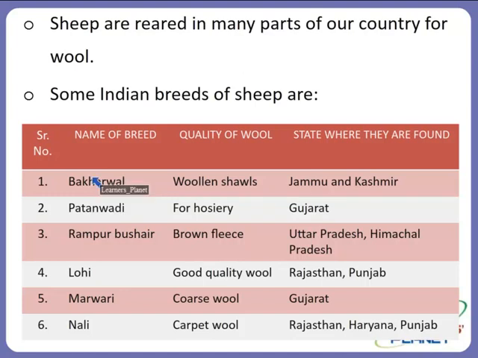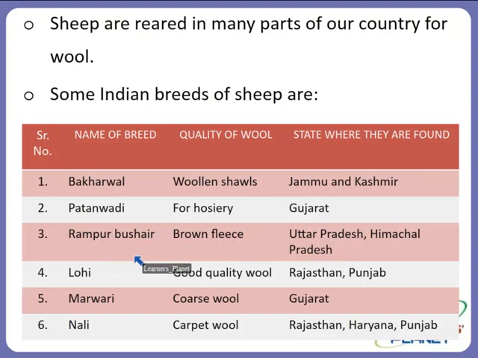Bakhrawal is the name of the breed of one such sheep whose woolen shawls are very much famous. The quality of wool of Bakhrawal is so great that it is used in making woolen shawls, which is found in Jammu and Kashmir. Secondly, Patanwadi. Patanwadi is used for hosiery, which is found in Gujarat.